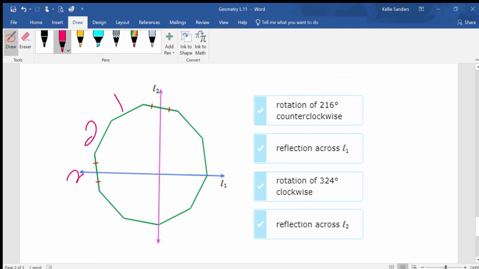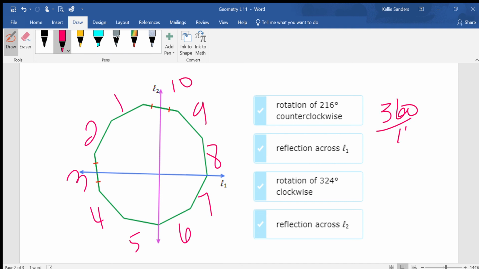1, 2, 3, 4, 5, 6, 7, 8, 9, 10. 360 divided by 10 is 36. It's even, so the line needs to go through both sides or through both corners, and it does not, so it's not going to be one of those.